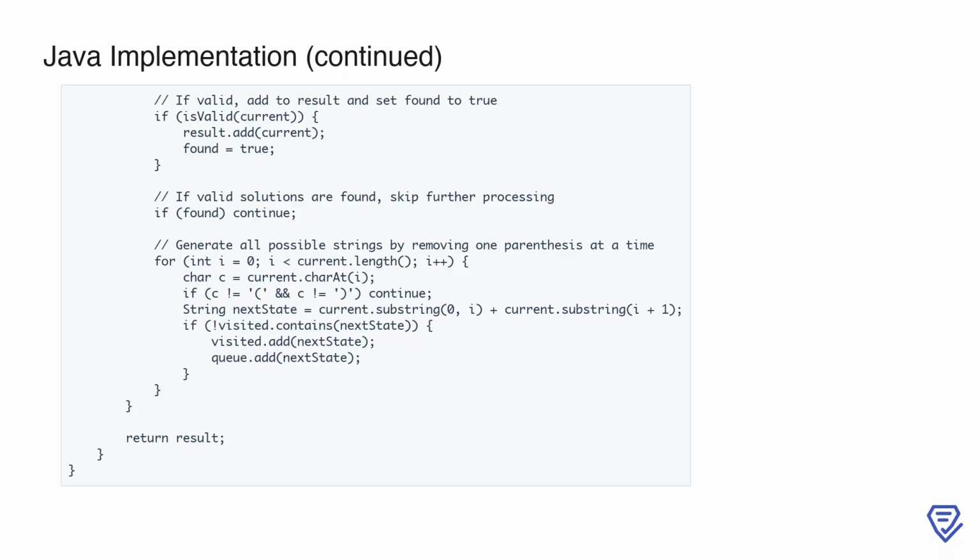If the current string is not valid, we generate all possible strings by removing one parenthesis at a time. This is done by iterating through the string and removing characters at each position where there's a parenthesis. We skip any characters that are not parentheses to optimize processing. For each new string generated, we check if it has been visited before. If it hasn't, we mark it as visited and add it to the queue for further exploration. This ensures that we systematically explore all possible strings while avoiding duplicate work. Finally, once the queue is empty, we return the list of valid strings that meet the criteria.